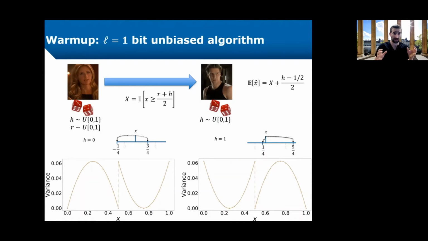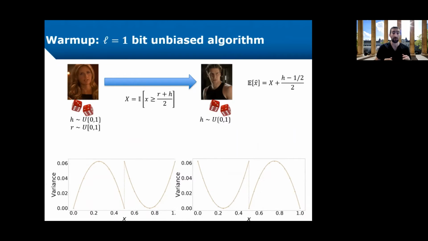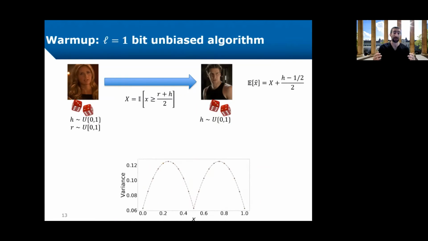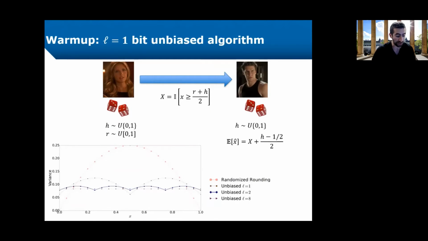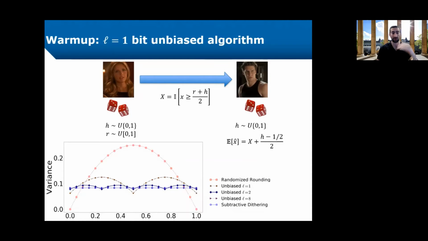Now what's happened is that, in expectation, you can just average these two figures, and what you get is an algorithm whose worst case variance is at most 1/8. So we improve the variance by a factor of 2 by using a single bit of shared randomness. And we can generalize this to 2 bits, 8 bits, and more. It turns out that with just 8 bits, it kind of looks like subtractive dithering, like a horizontal line.